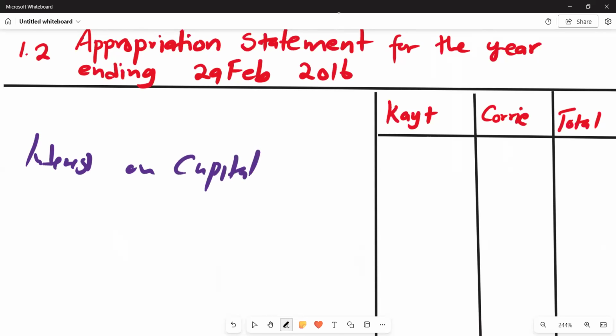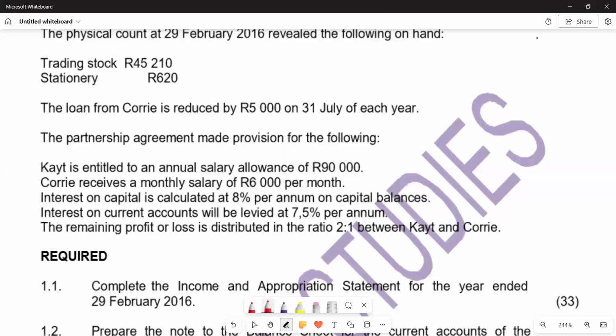And we can go to the information that we have and see how we can calculate interest on capital. So you would see that our interest on capital is given here. It's saying interest on capital is calculated at 8% per annum on the capital balances. So we have got 8%. We are just going to the trial balance to see the balances of the capital. Then you just calculate using your 8%.